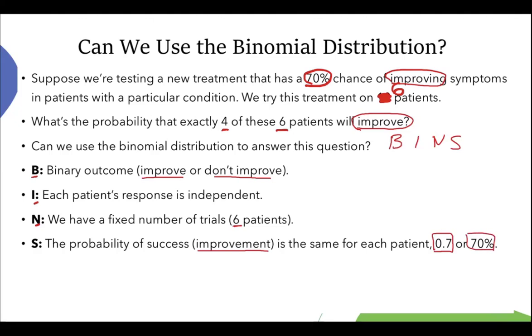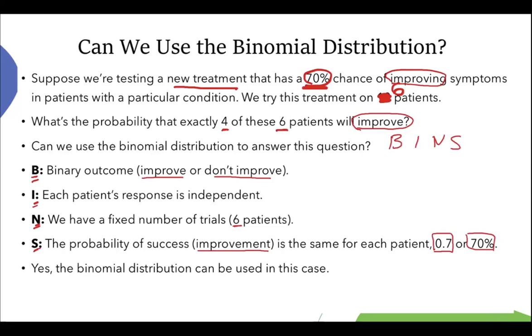Okay, so we have B, binary, I, independent, N, number of fixed trials, and S, the success is the same for every patient. Therefore, we can use the binomial distribution in this case. So let's do that. Let's look at our problem again. We have a new treatment that is 70% effective at improving symptoms with a particular condition. We have 6 patients we're testing this on.